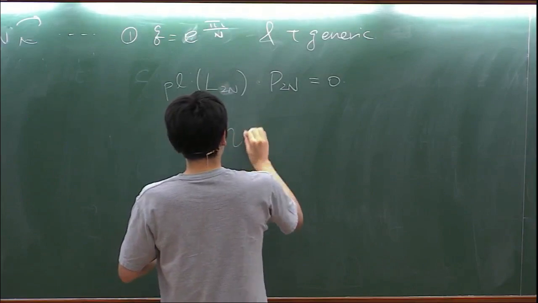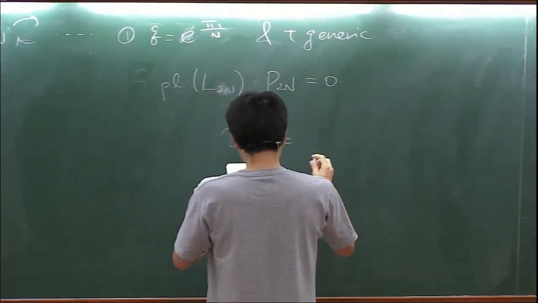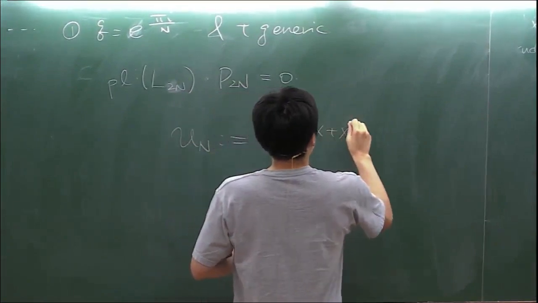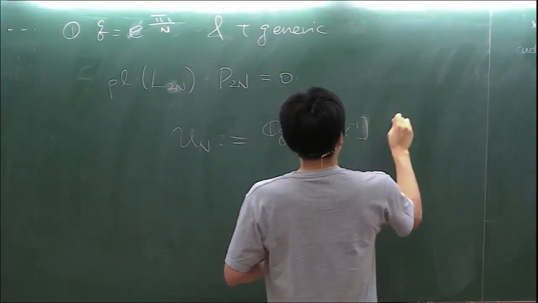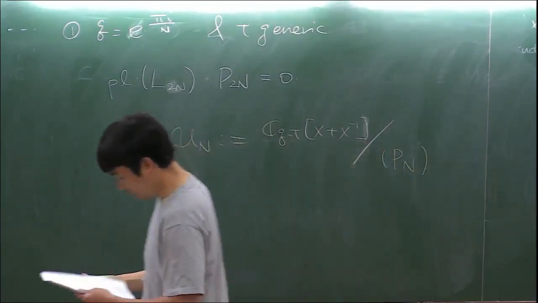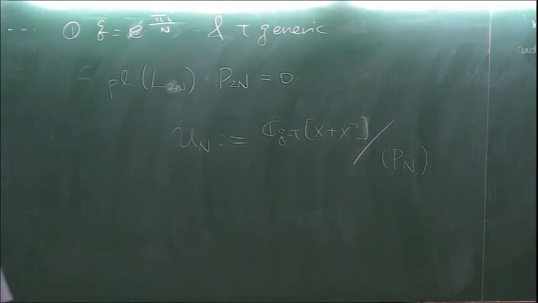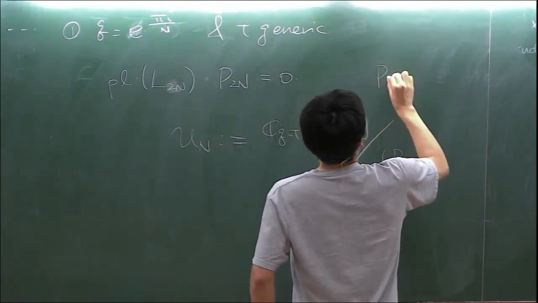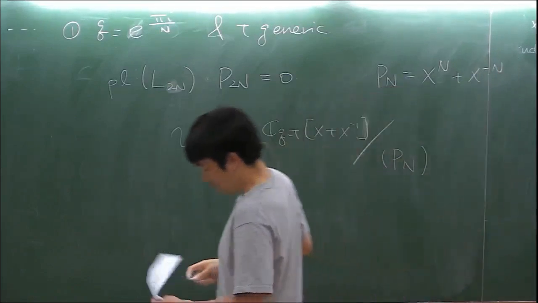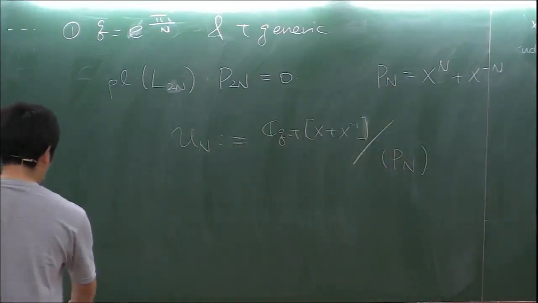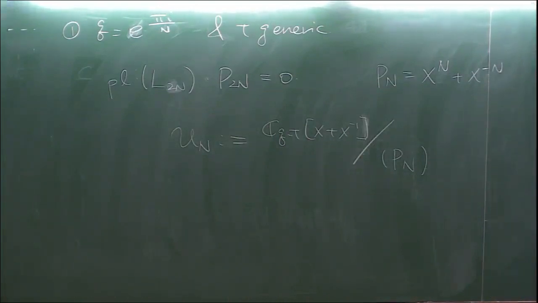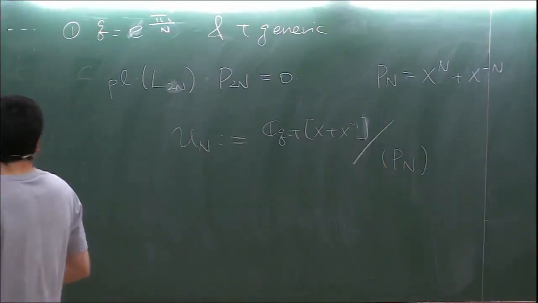then you can define the finite dimensional representation as the quotient space by the ideal generated by P_n. And this P_n is actually x to the n plus x to the minus n. So this is when q is equal to a root of unity. And this is one finite dimensional representation, which I call U_n.